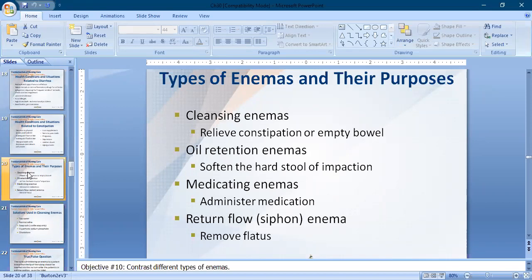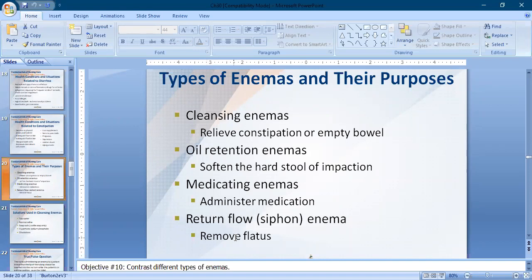Before going to the enema administration, we have to know the different types of enema, and also the procedure. One type of enema is called a cleansing enema, to relieve constipation or empty the bowel. Oil-based enema or oil retention enema softens hard stool or stool impaction. Medicated enema means the enema contains medication. Also, return flow enema removes flatus.